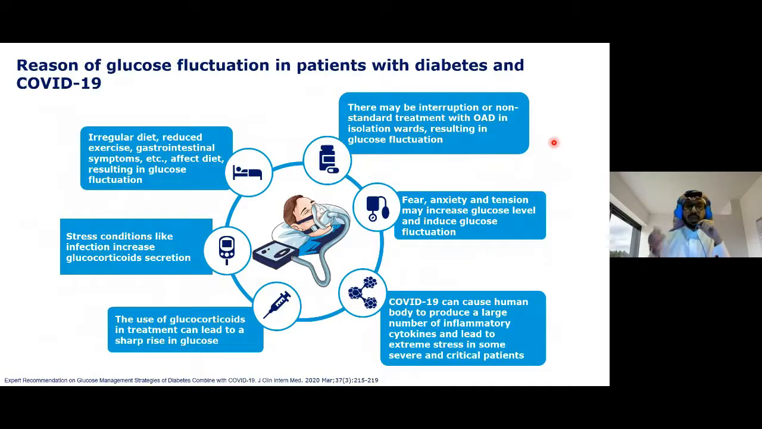As you know, if the patient has an irregular diet, reduced exercise, and gastrointestinal symptoms from the disease, it will result in glucose fluctuation. Stress from the disease condition, like infection, will increase glucocorticoid secretion. Using glucocorticoids in treating COVID can lead to a sharp increase in glucose, as you know. There are also interruptions or non-standard treatment with oral anti-diabetic medication in isolation wards, resulting in fluctuation of blood sugar. Fear, anxiety, and tension may increase glucose level and might induce glucose fluctuation. COVID-19 by itself produces a large number of inflammatory cytokines, leading to extreme stress in some severe and critically ill patients.